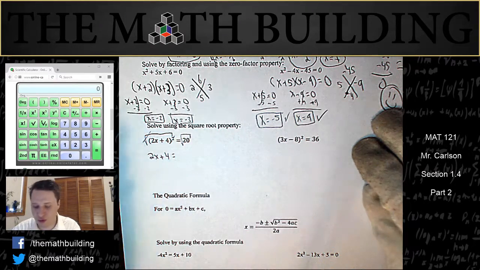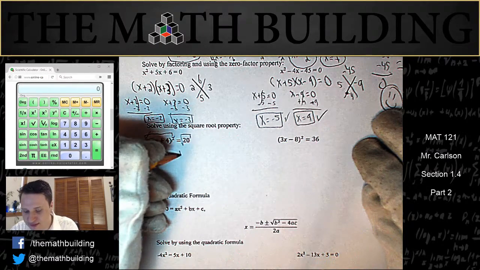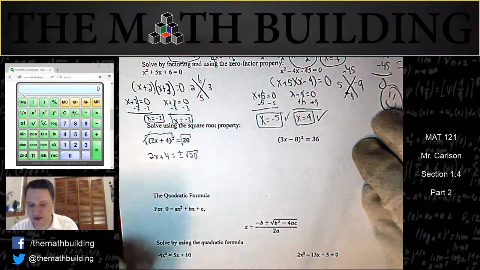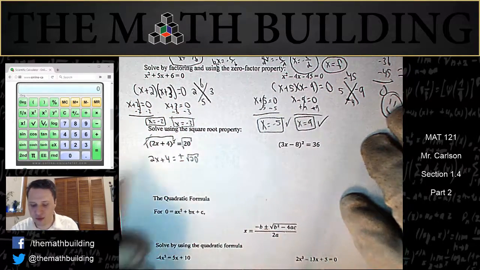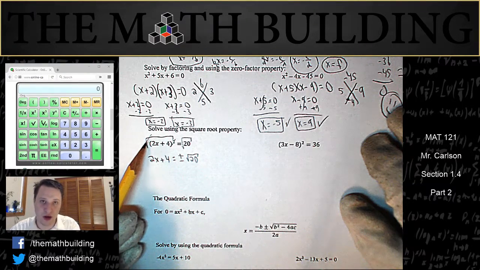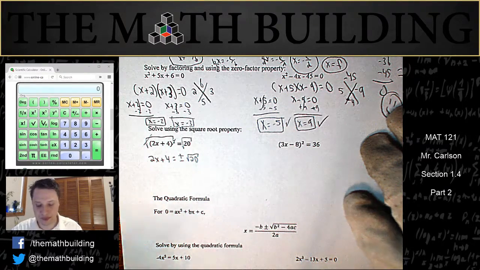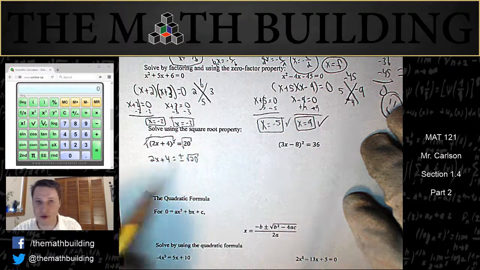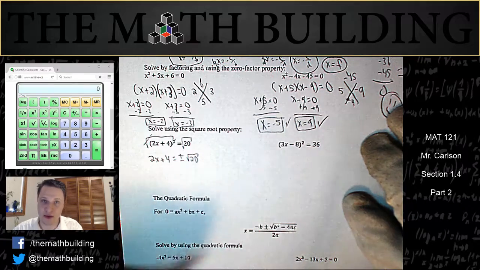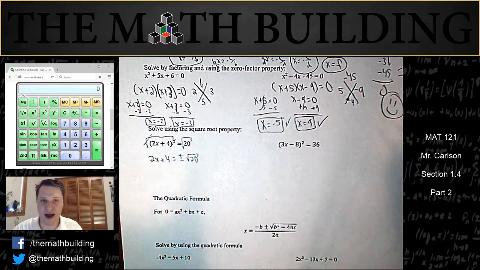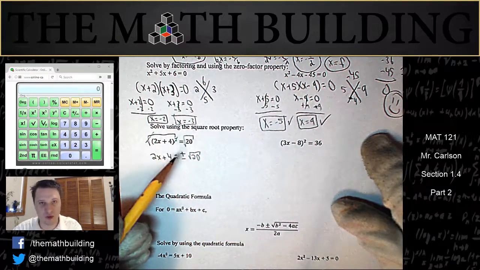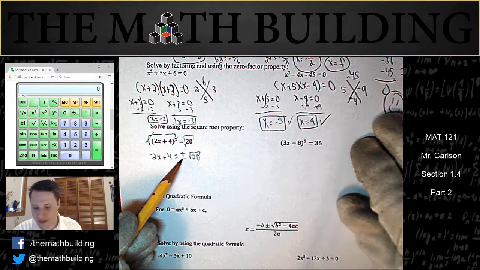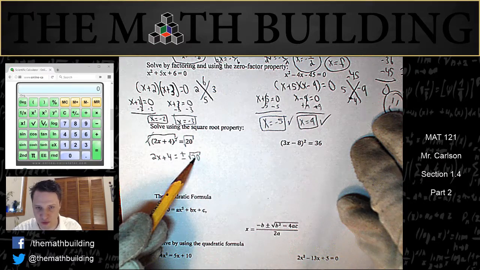But when we take the square root, we get two things that happen. We get positive or negative the square root of 20. Remember, the degree of this equation is 2, so that means we should get two answers. If you forget this plus or minus on the right-hand side, you're going to lose one of your answers, and that means you're only going to get half credit. So you have to remember that when you take the square root, you have to put in that plus or minus. Now, let's go ahead and simplify this square root.